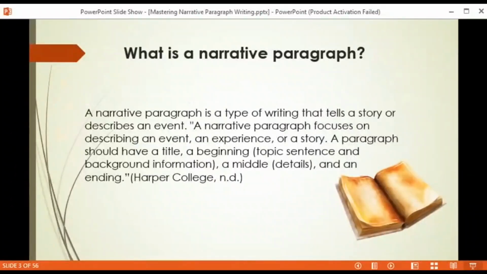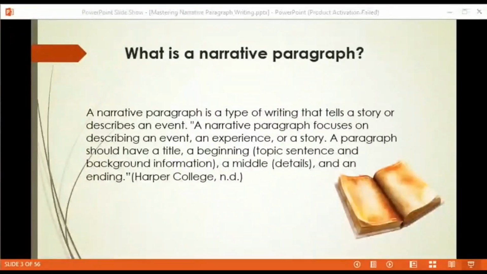What is a narrative paragraph? What do you know about a narrative paragraph? Can you tell me please? What is narrative? A narrative paragraph, it's about telling a story. Yes, very good, Rabia.